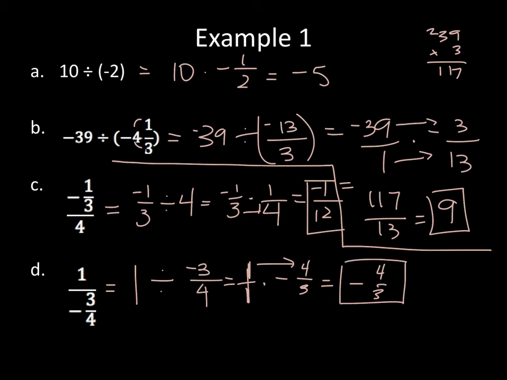And actually I could have just said, okay, 1 times anything is just going to be the same number. So once I saw 1 times that, I would just take that number automatically. So negative 4 over 3. If you're unsure about your answer, you can always multiply your quotient by your divisor, the number that you divide it by. So I'd multiply negative 4 over 3 by negative 3 over 4, and I would get 1.